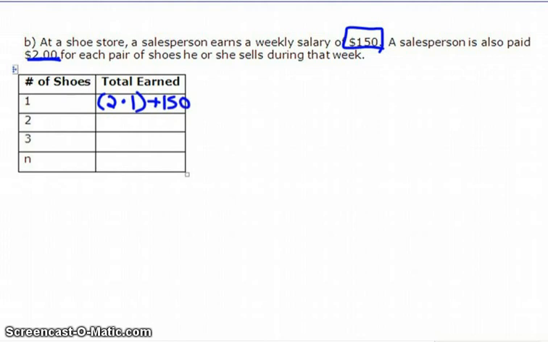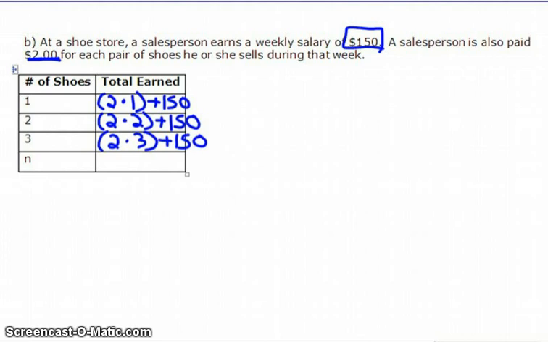So if they sell 2 pairs of shoes, it would be 2 times 2 plus 150. If they sell 3 pairs of shoes, that would be 2 times 3 plus 150. So you get the idea. The $2 per shoe that you make doesn't change, but if you sell 1 shoe, you add $2. If you sell 2 shoes, it would be 4. If you sell 3 shoes, it would be 6. If you sell 4 shoes, it would be 8, and so on.